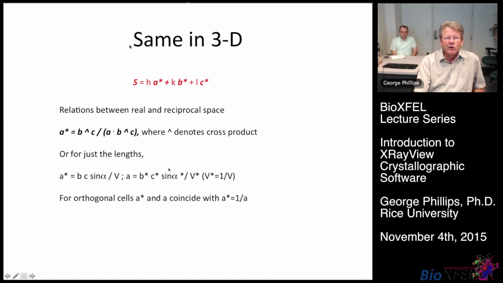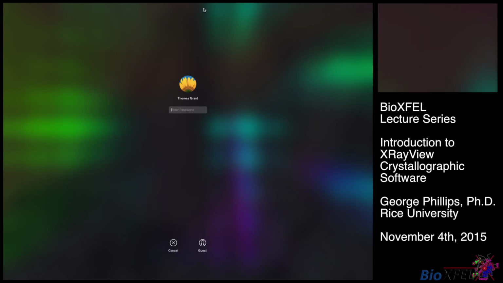It's a little harder to show the pictures in 3D, but the same thing holds. Now I just need a third vector, C for the lattice and C star for the reciprocal lattice, and the definition of another index L. And so now the scattering vector S is the sum of three contributions from the A star, B star, and C star axes. The relations between real and reciprocal space are straightforward if you have an orthogonal cell. A and A star have the same direction, and A star equals 1 over A, but things get ugly when you have angles that are not 90 degrees everywhere, and so you wind up with a definition that looks like this. A star is defined as B cross C over A dot B cross C, right? And it's still true that A star is perpendicular to B and C, and all the permutations thereof, and A is perpendicular to B star and C star, right?